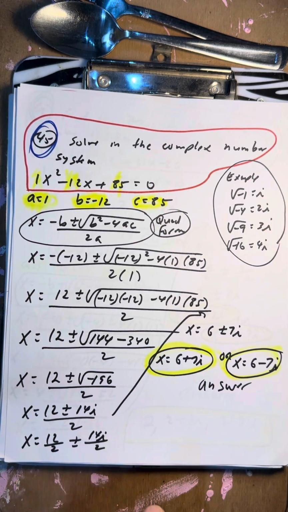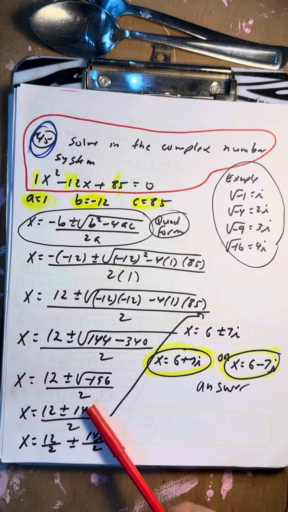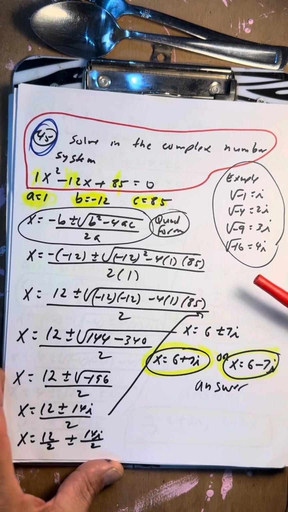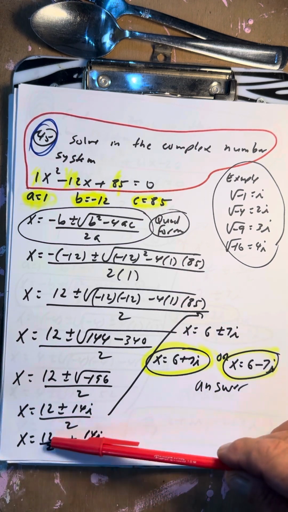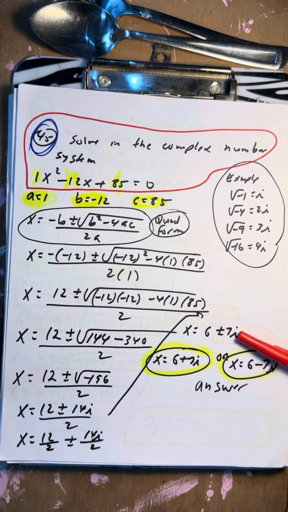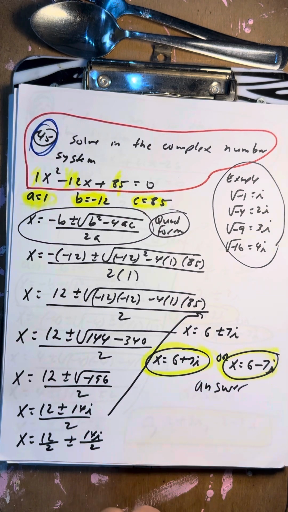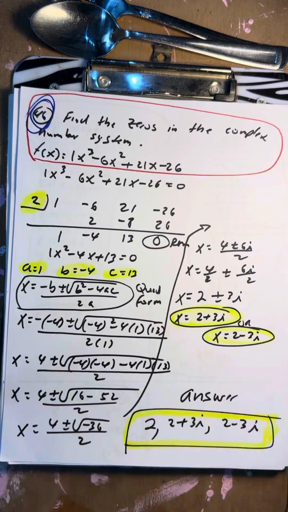It's going to be one of these. So we have 12 plus or minus 14i over 2. 12 over 2 plus or minus 14i over 2. So we're going to get what? Divide these numbers out. You're going to have 6 plus 7i, or 6 minus 7i. Yeah, there they are.